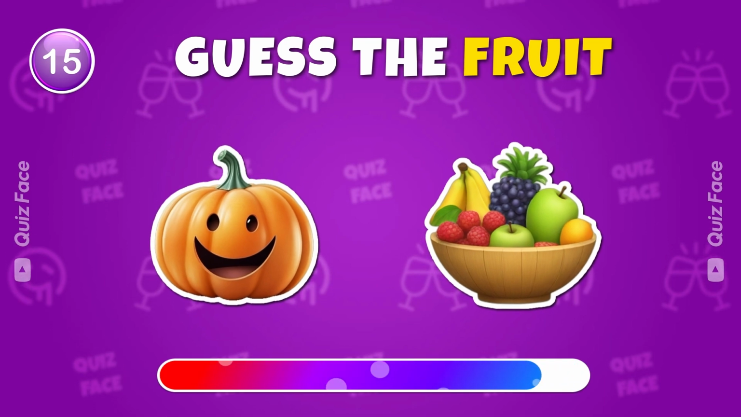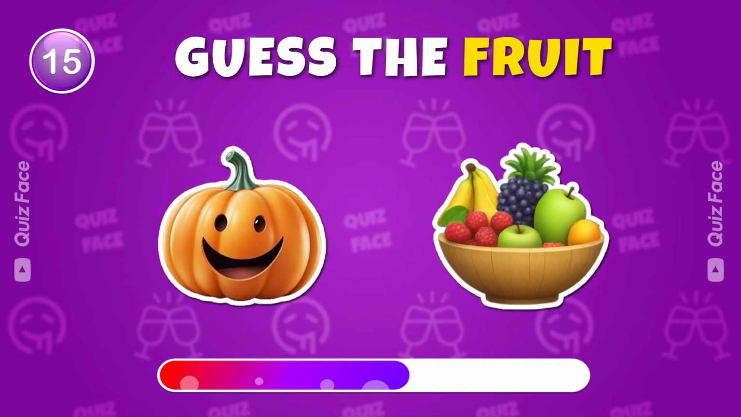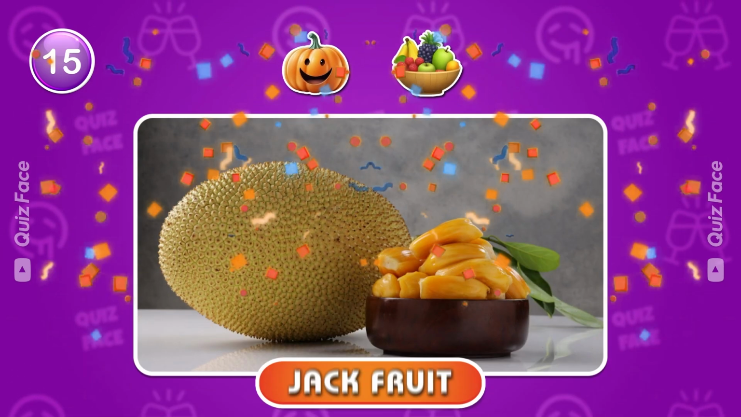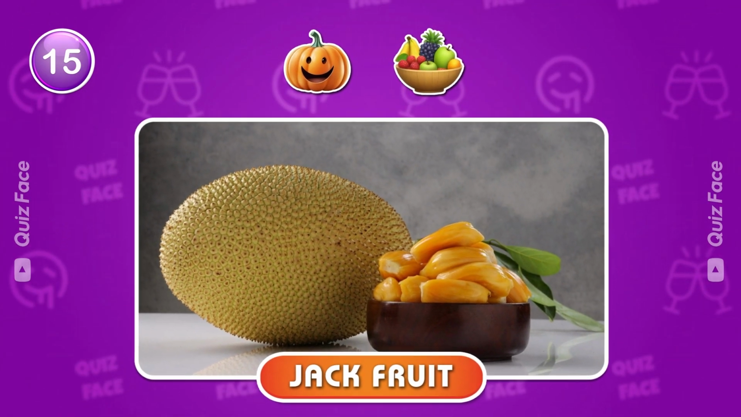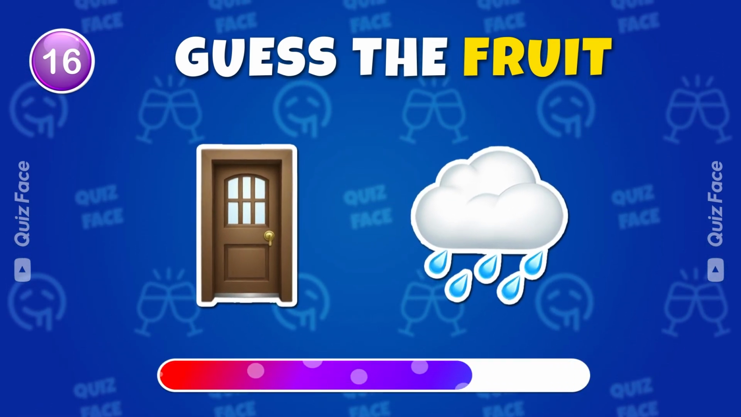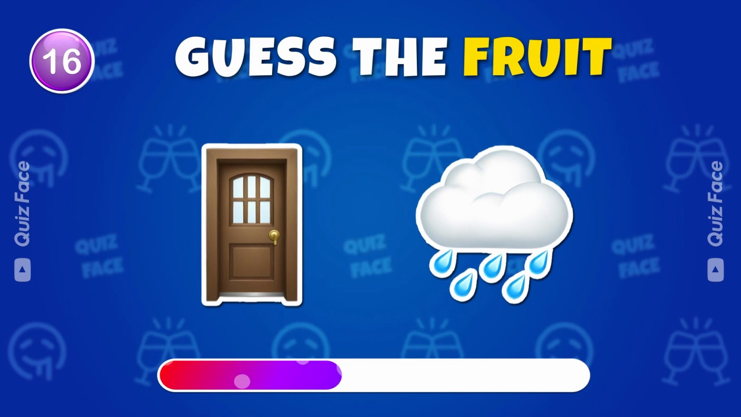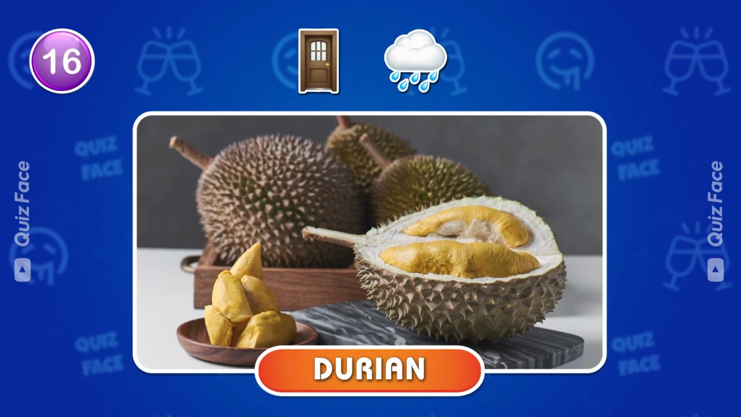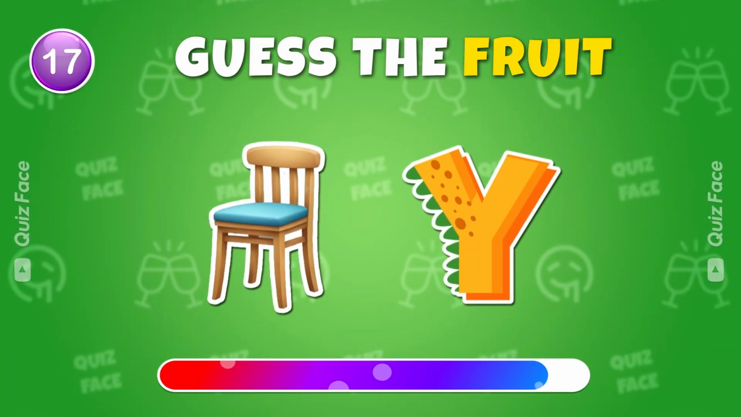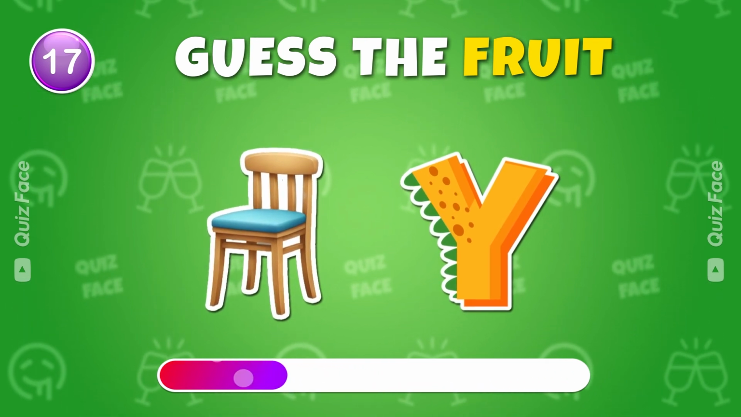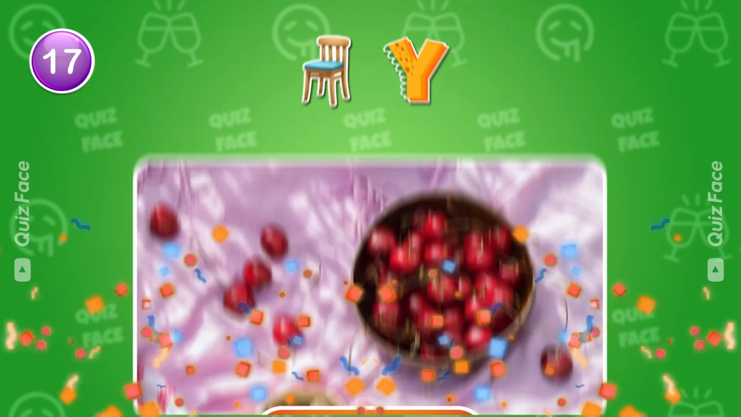Can you identify the fruit from these emojis? Jackfruit. Which fruit matches these emojis? It's a durian. Try this one. Which fruit is shown by these emojis? It's a cherry.